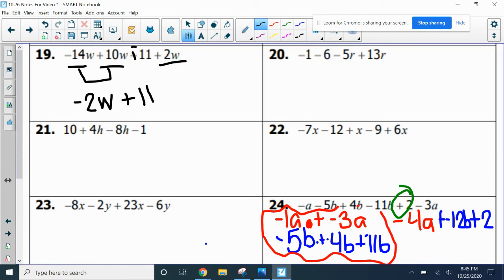If you didn't, check your sign rules. That was one of the biggest issues I see with you guys, is that you're not following those sign rules. 14w, positive 10, negative and positive. Subtract, keep the bigger sign. So negative 12 plus 2w. Again, negative, positive. Subtract and keep the bigger sign. 12 minus 2 is 10.